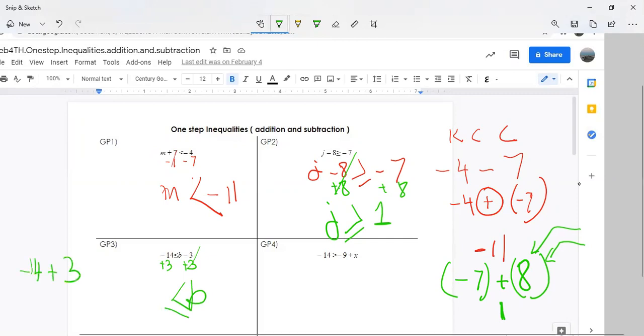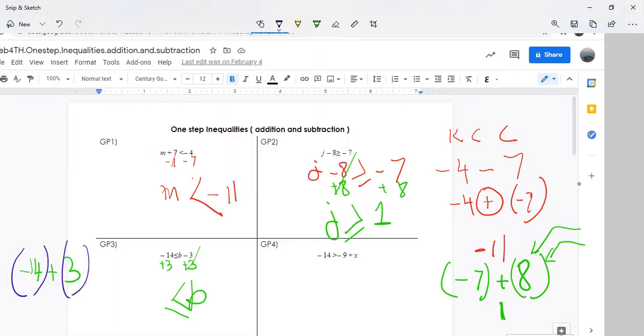I can see they have different signs. One is negative, the other one is positive. The rule says subtract. What's 14 minus 3? 11. And keep the sign of the number with the bigger absolute value. In this case, the negative number has a bigger absolute value. So this is -11, okay?